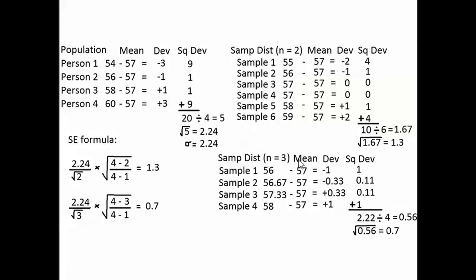Now what if I wanted to find the standard error for the sample size of 3? One way to do it would be to sort out the population into all possible samples of 3 people and calculate the mean of each sample, and then list out the sample means, like I did here, and then go through all of this work of calculating the standard deviation of all of the 4 sample means. If I went through all of that work, I would see that the standard error for the sample size of 3 equals 0.7. But another way for me to find the standard error for the sample size of 3 would be to just use the standard error formula.